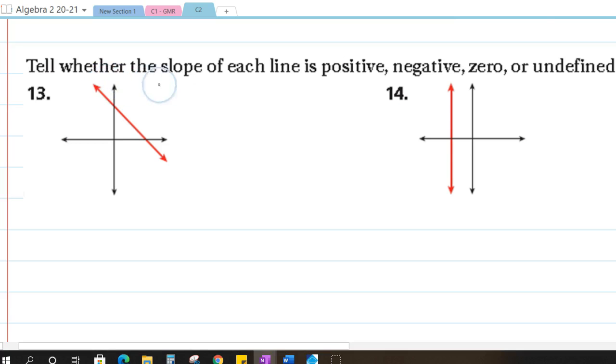Quick review. Tell whether the slope of each line is positive, negative, 0, or undefined. Number 13, negative. Number 14, going straight up and down.